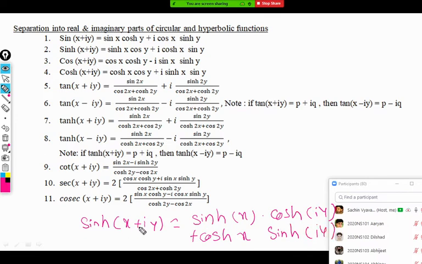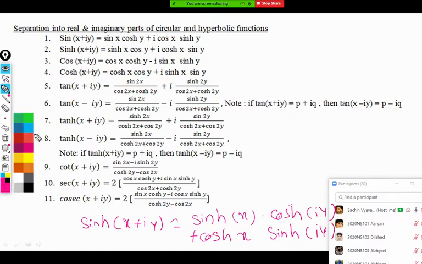I hope you get what I'm saying. This is just the sine of a plus b formula: sine a cos b plus cos a sine b, exactly the same formula. I kept the plus sign as it is because there is no multiplication of sine functions. We are converting circular to hyperbolic first. Now we know the result. What is cos hyperbolic iy? It is just cos y. Cos hyperbolic iy is cos y only.